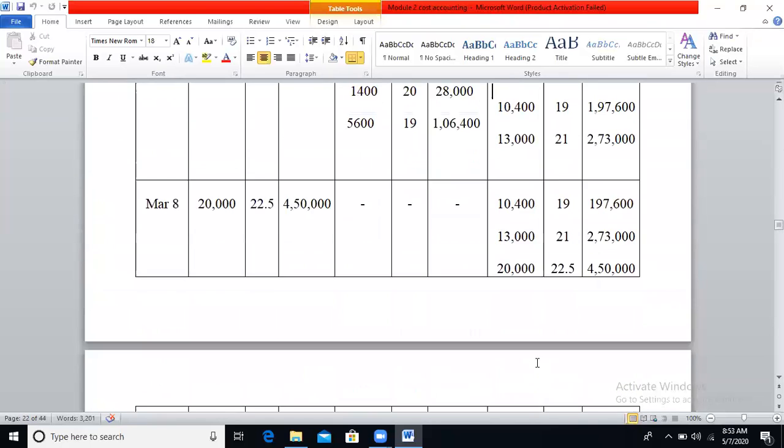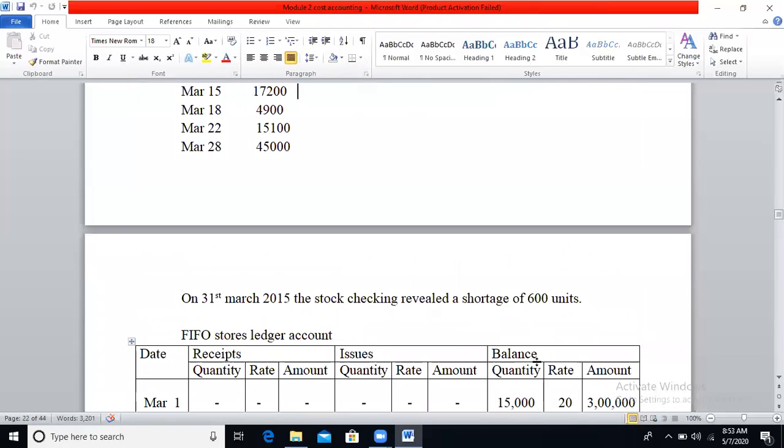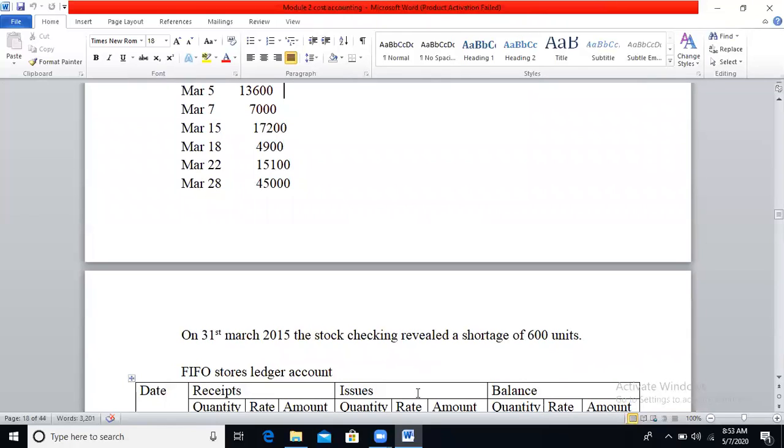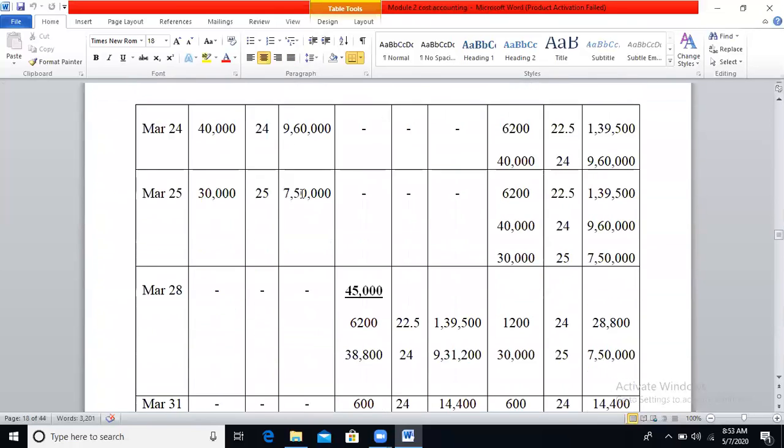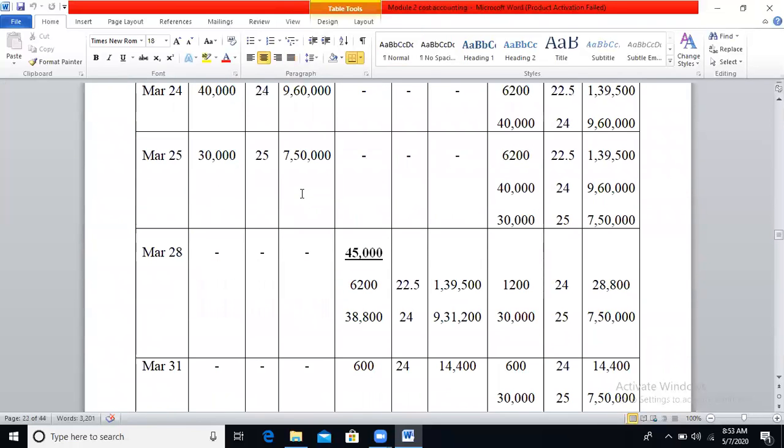And the next transaction is March 28th. We are issuing 45,000 units. So March 28th, issue of 45,000 units. How will you issue? See the balance in the balance column. First you will issue 6,200 units at 22.5. So 6,200 units at 22.5, you will get 1,39,500. So still I want 38,800 units to issue. So 6,200 units completely got over.